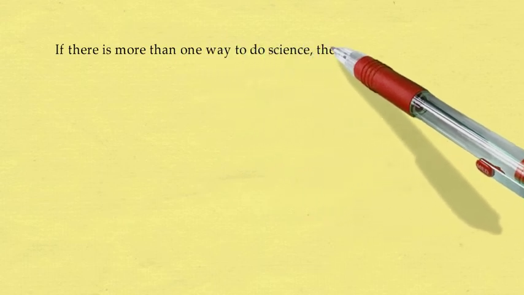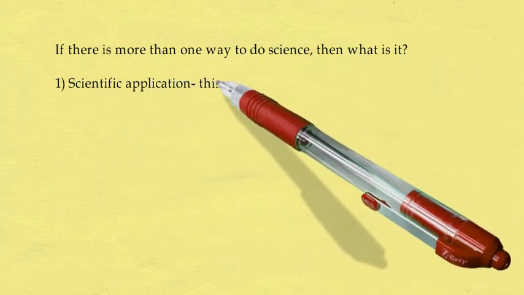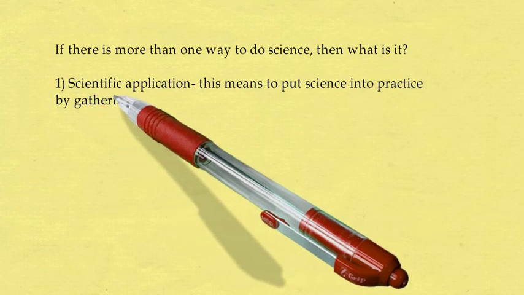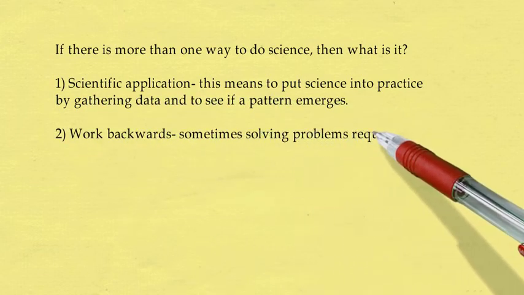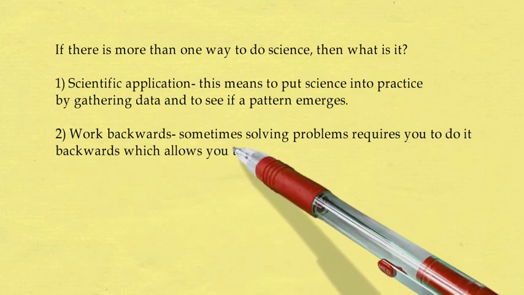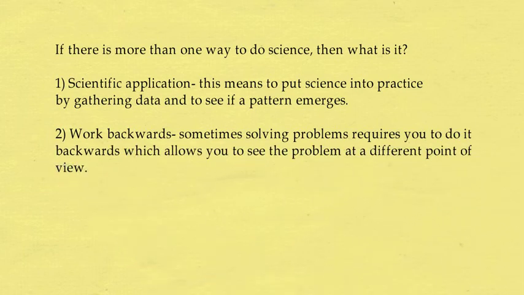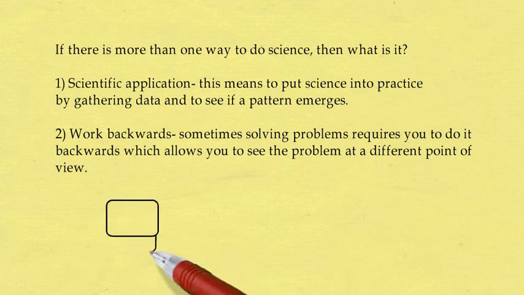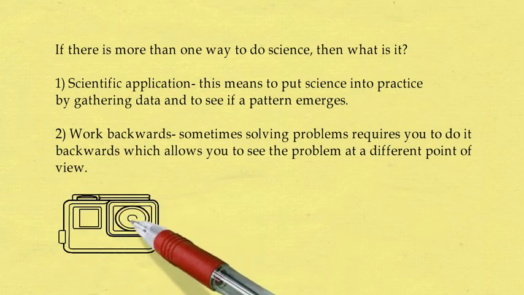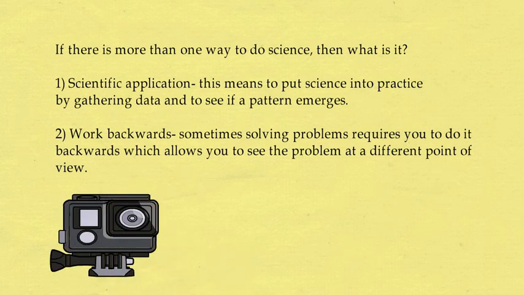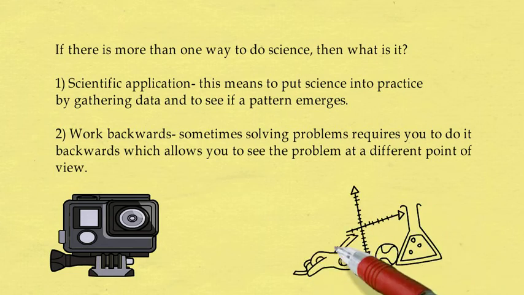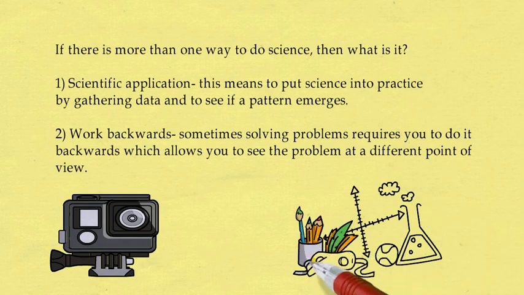If there is more than one way to do science, then what is it? Number one, scientific application. Basically, putting the science to practice. You get data, see if there's something strange and amazing about it, and then work backwards. Sometimes you need to do things backwards to go forward. And in life too, sometimes working backwards helps you solve the problem in a new and amazing way. Think of reverse engineering. You see something, you do it backwards, and then now you know how to build it forward and make more of it.